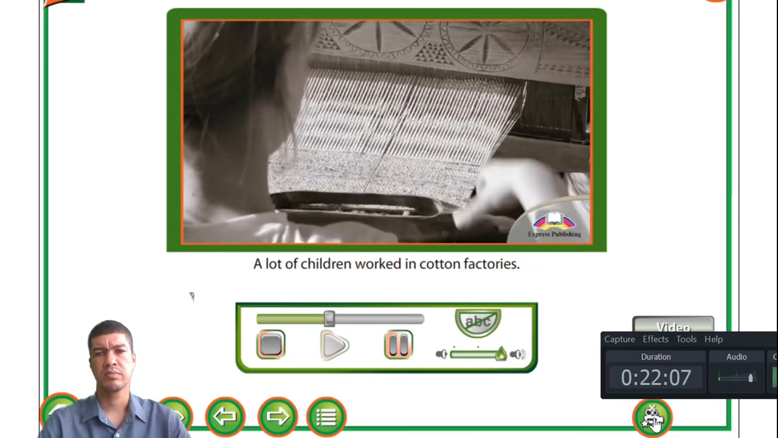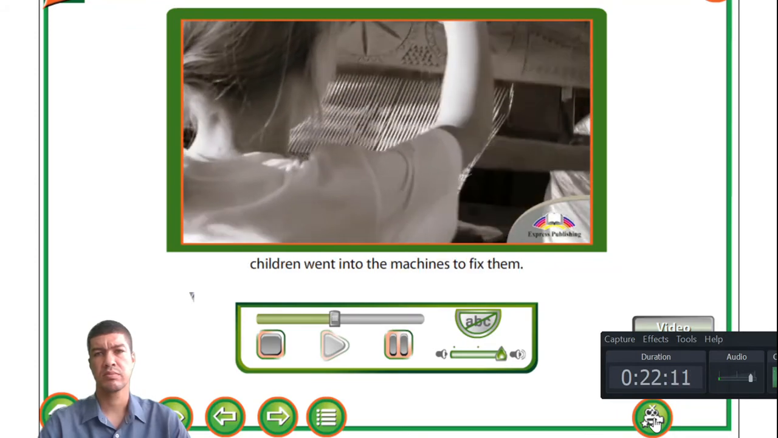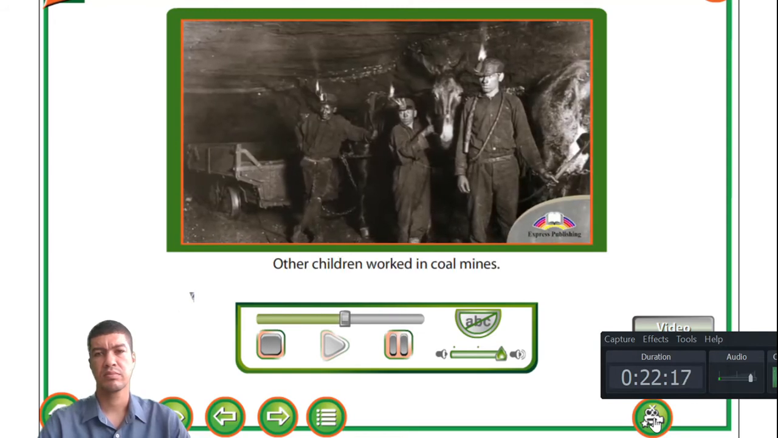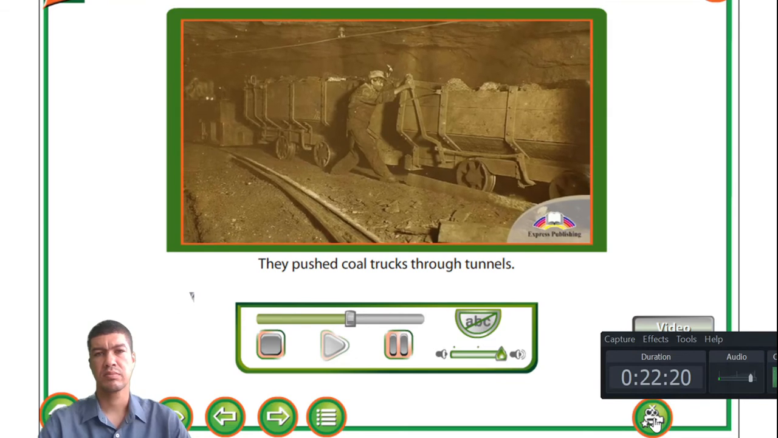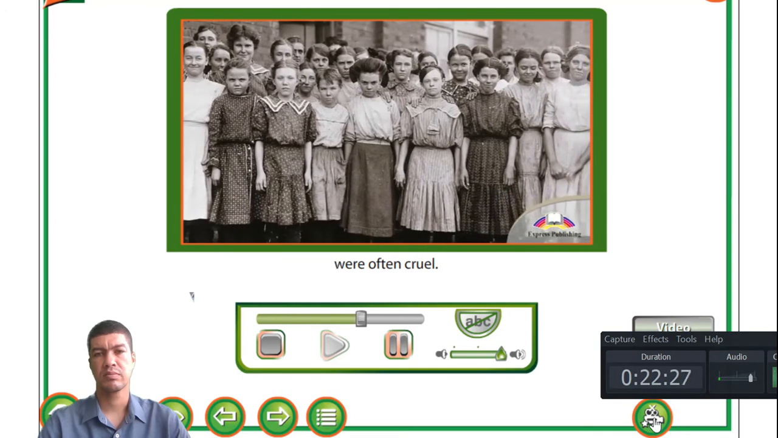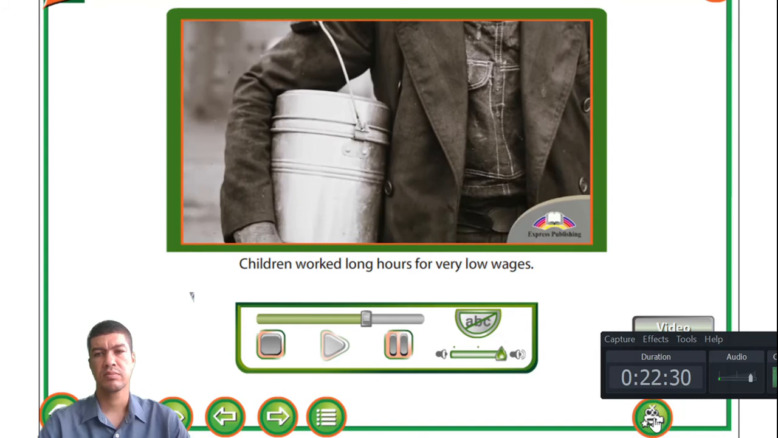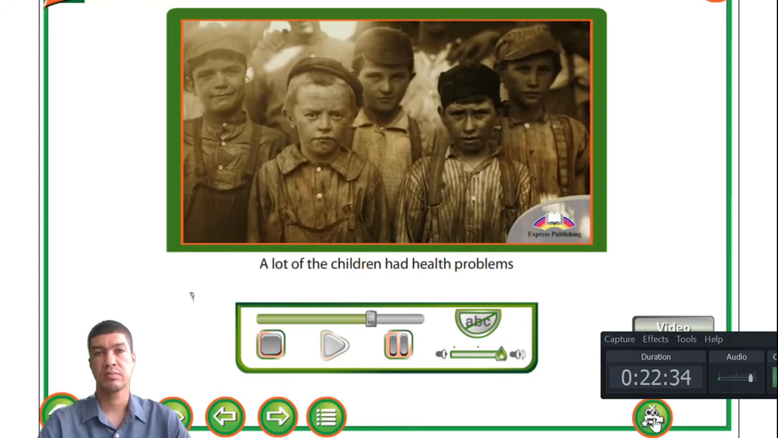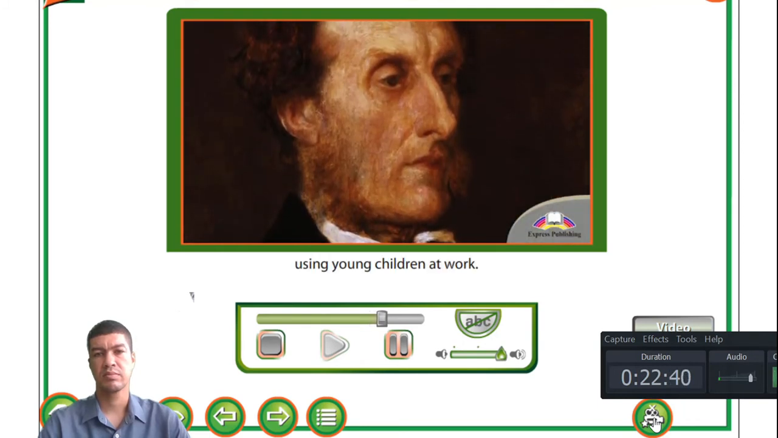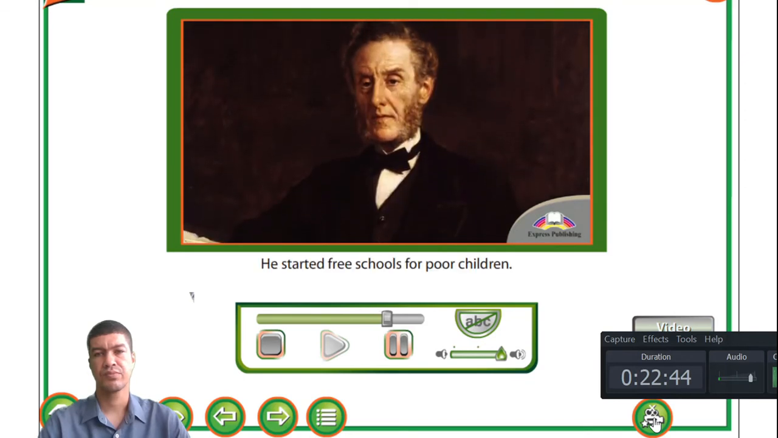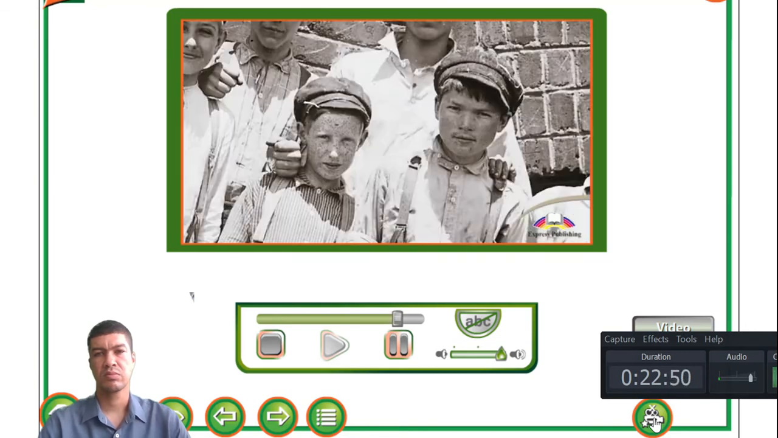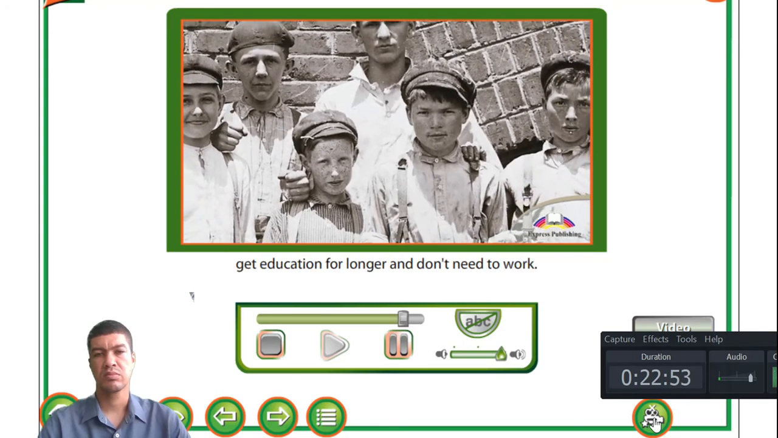A lot of children worked in cotton factories. When the cotton broke, children went into the machines to fix them. This was very dangerous. Other children worked in coal mines. They pushed coal trucks through tunnels. It was hard work in the dark. The masters the children worked for were often cruel. Children worked long hours for very low wages. A lot of the children had health problems and accidents. Eventually, Lord Shaftesbury helped to stop adults using young children at work. He started free schools for poor children. By the end of Victorian times, all children went to school until the age of 12. Luckily, now children in Great Britain get education for longer and don't need to work.